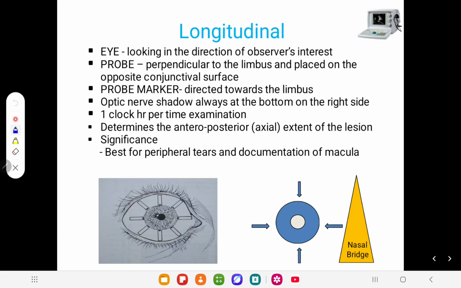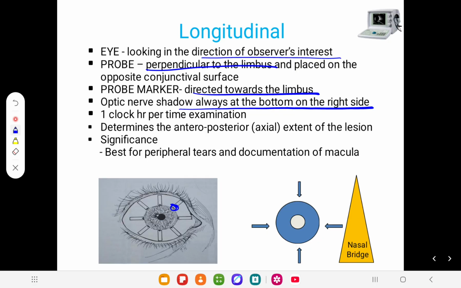Longitudinal is very simple. Longitudinal means the probe is 90 degrees, perpendicular to the limbus, and always remember the marker is directly towards the limbus. Looking in the direction of the observer's interest, the optic nerve shadow is always at the bottom of the scan. Why is it always at the bottom? Because the marker is towards the limbus, so the optic nerve head is always at the bottom in longitudinal.